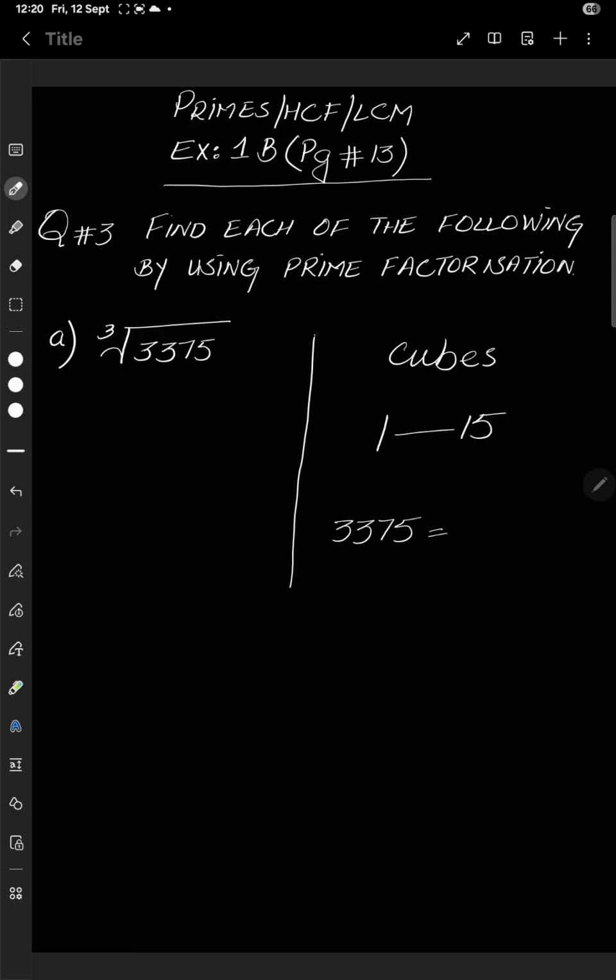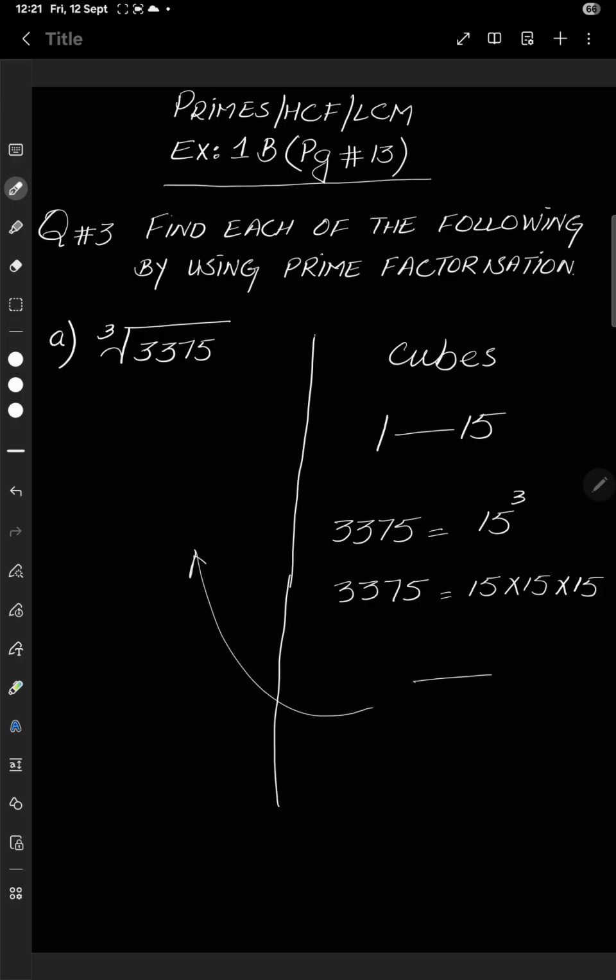3375 is 15 cube, the perfect cube of 15. Means if we multiply 15 three times, we get the number 3375, right? If you do the above question, cube root of 3375, and if you know 3375 is the cube of 15, you write 15 cube instead of 3375, because 3375 and 15 cube is one and the same thing.